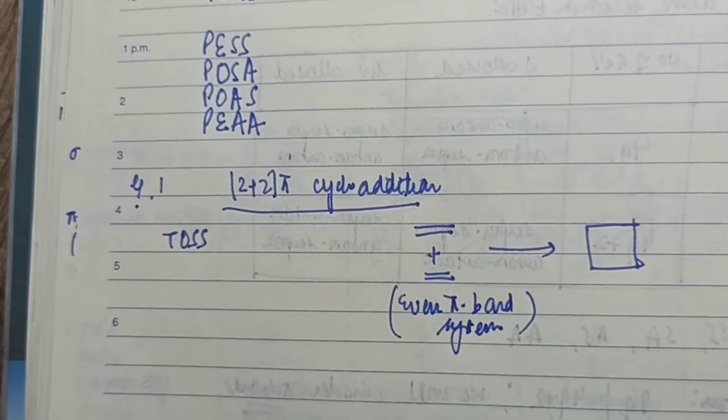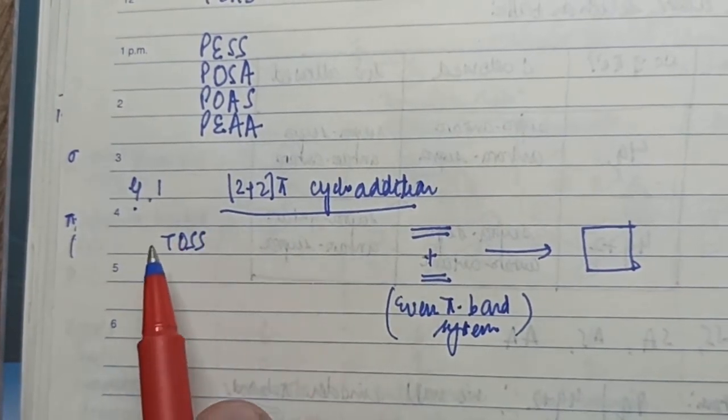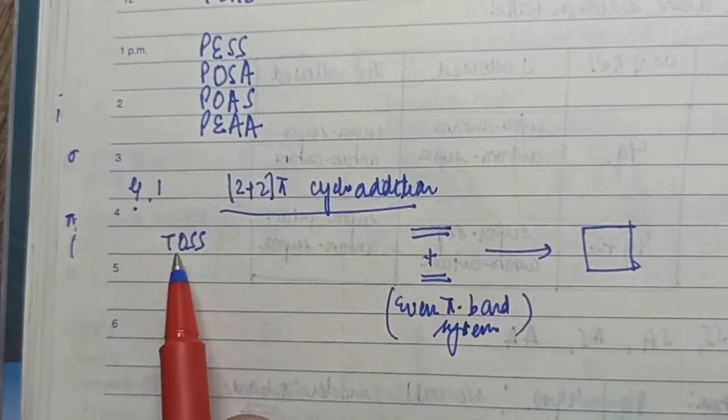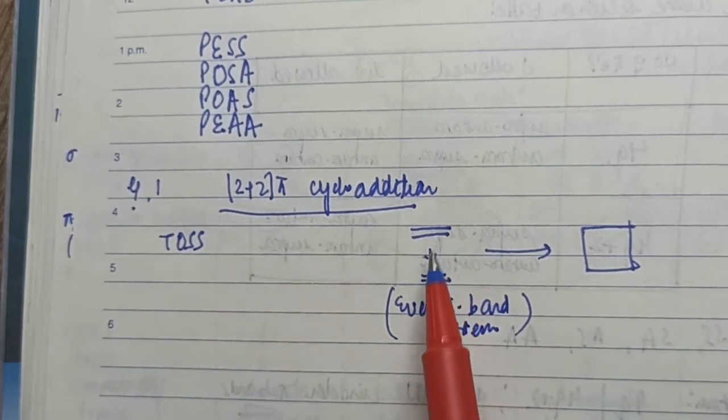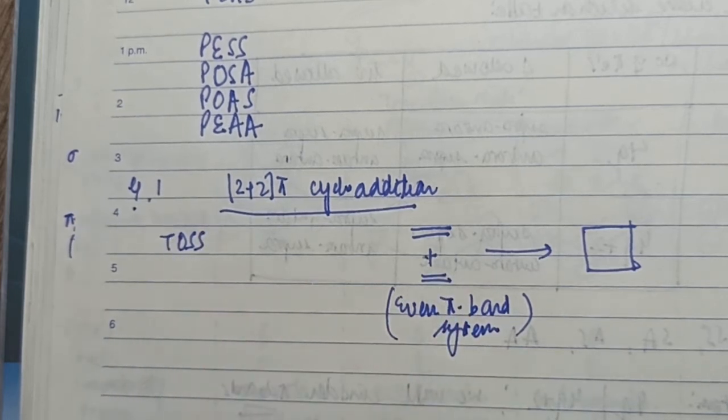Total of two pi bonds in the reactant. So this formula cannot be used for this example, because here odd represents the odd number of pi bonds in the system. Here the pi bonds in the reactant system are even. Therefore, I have to change this formula.